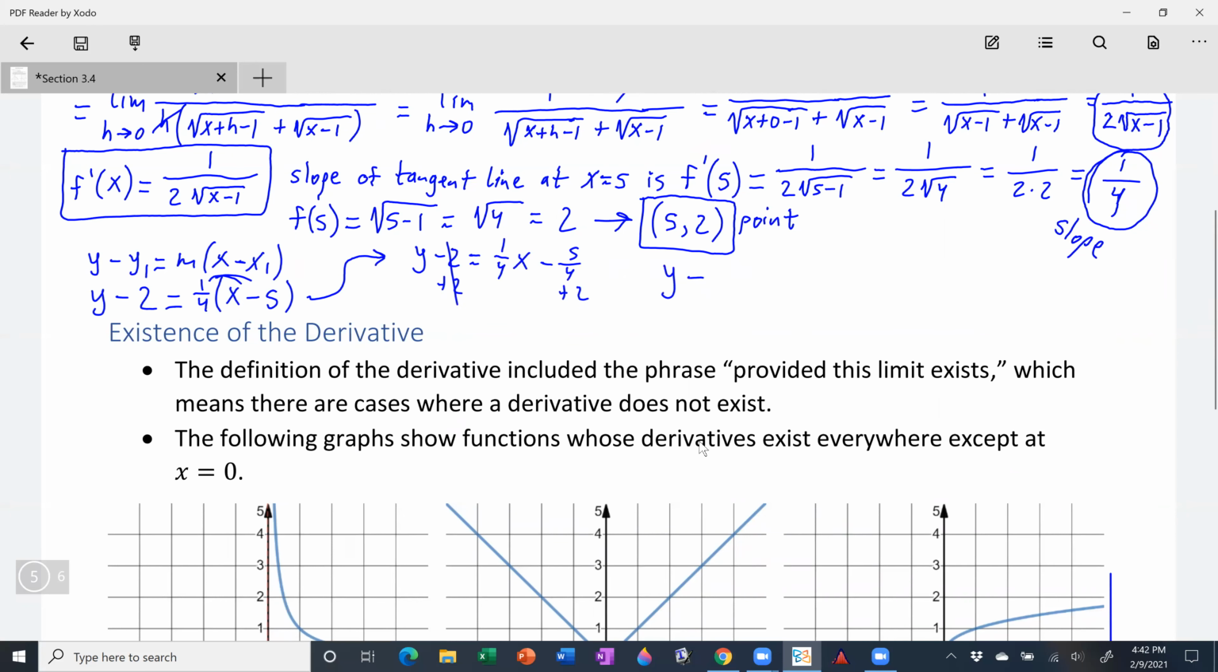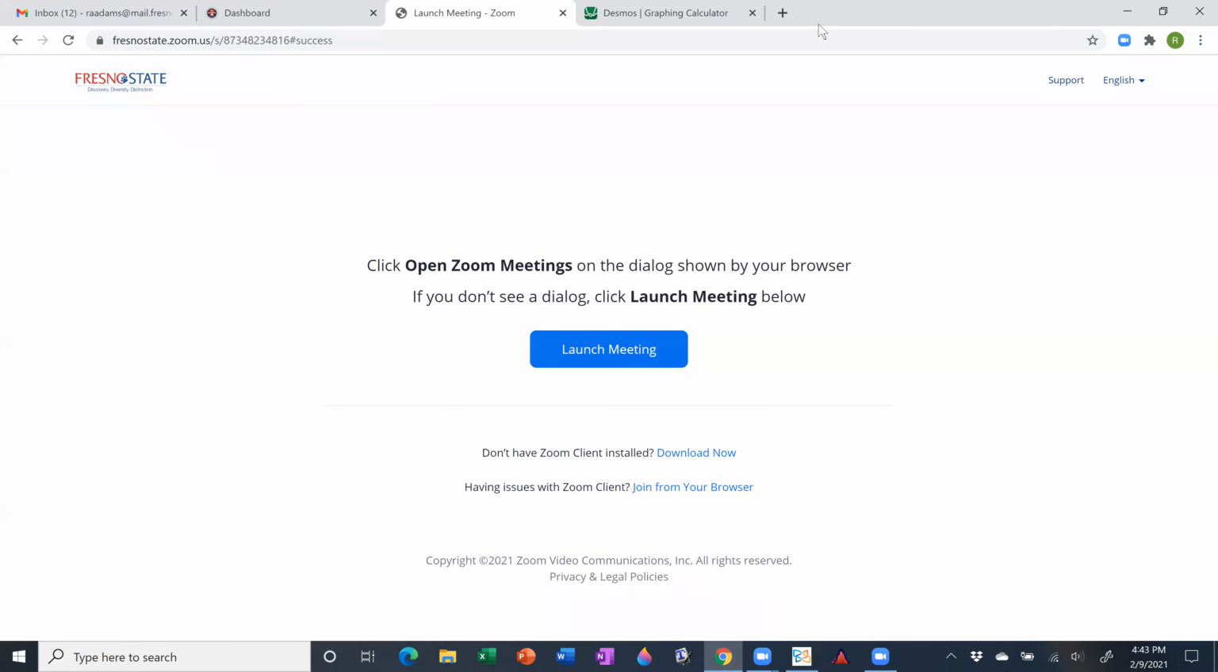We have y equals, and we will be done, 1/4 x minus 5/4 plus 2 over 1, which is plus 8 over 4. I'll do the scratch work so that I can avoid needing a calculator there. So then we get plus 3/4. Okay, so there you go. There's the whole equation of the tangent line.